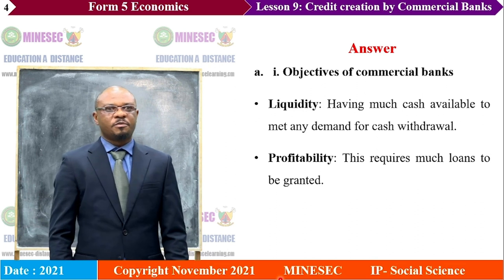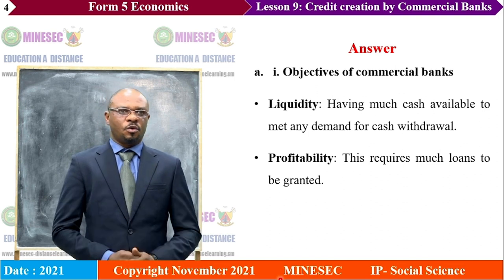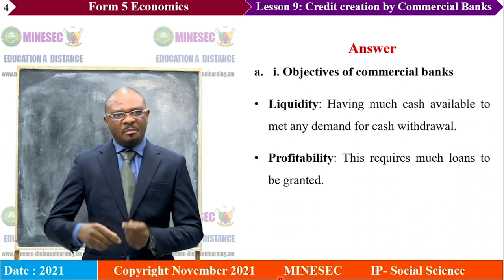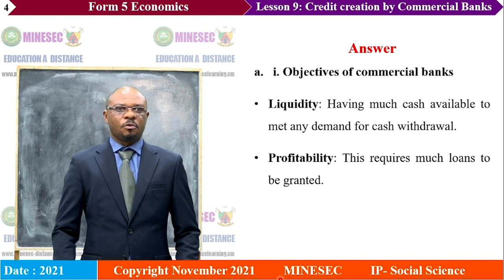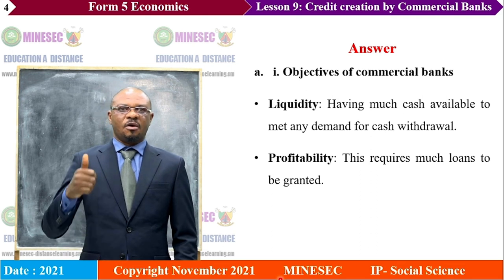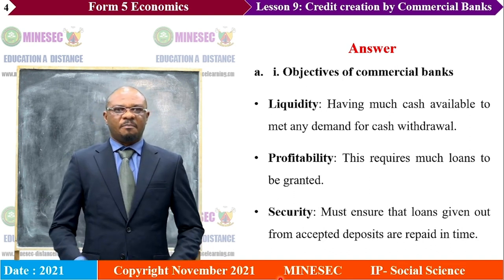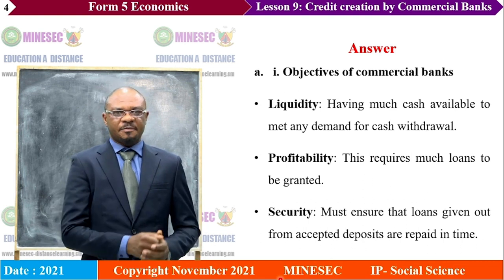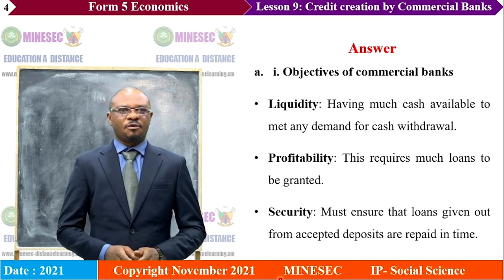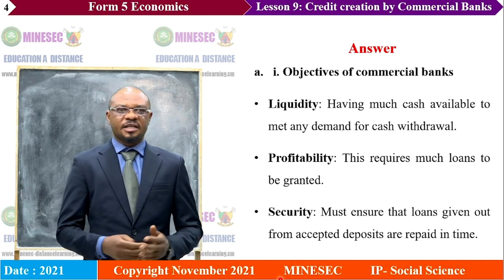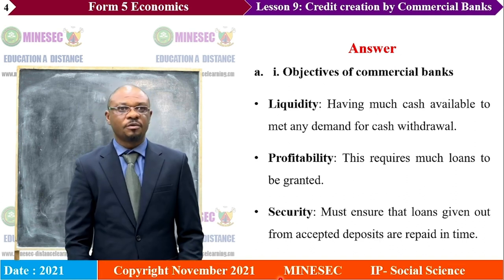The next objective is the objective of profitability. This requires that the bank should give out much loans. The more the bank gives out loans, the more it gets interest, and that enables it to make profit. So profitability is an objective that requires that much loans should be granted. And the third objective is security. The bank must ensure that loans given out from accepted deposits are repaid in time. And to guarantee the security, banks usually ask for collateral, which is any asset that is given by the borrower, so that in the event of default of payment, that asset can be sold to recover the loan.